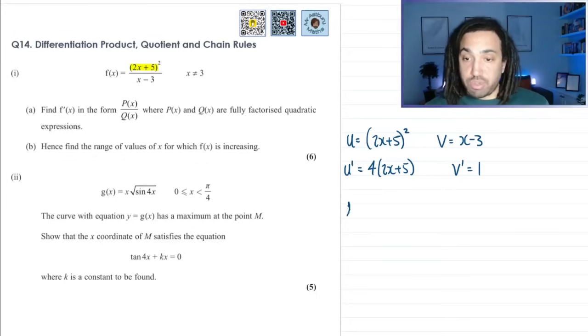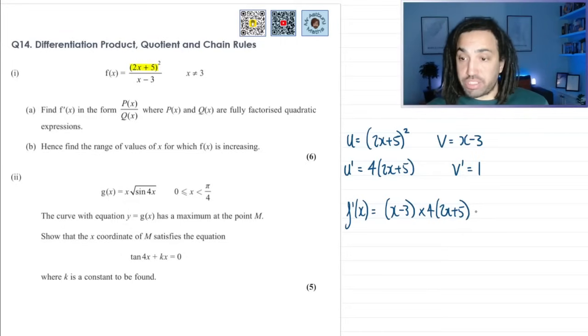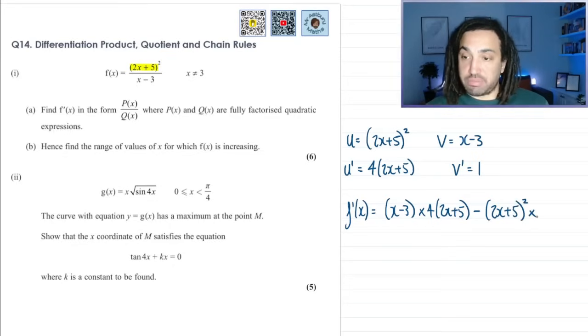Right, so the quotient rule is as follows. It is v times by du by dx minus u times by dv by dx, which is 1, all over v squared. So that's (x minus 3) all squared.